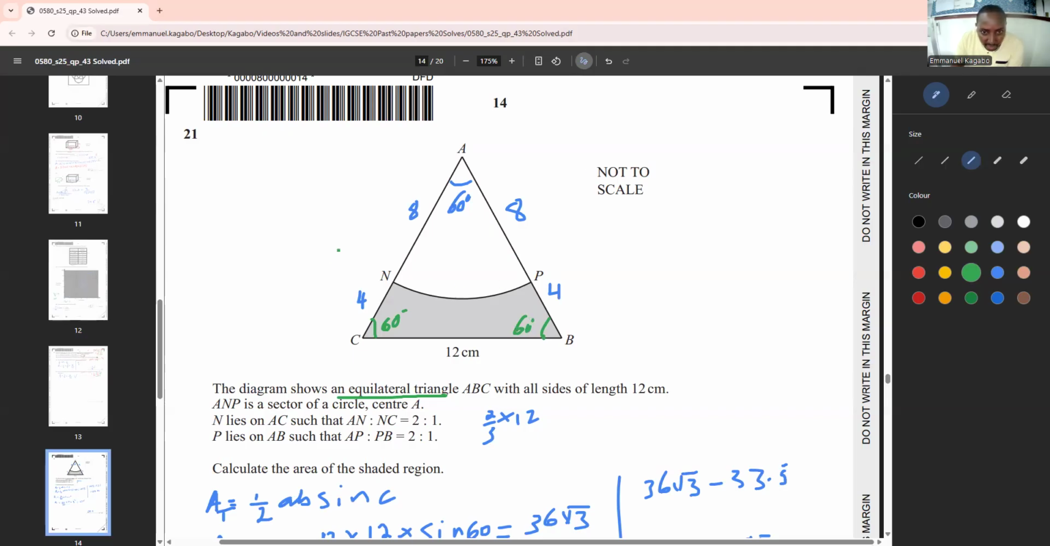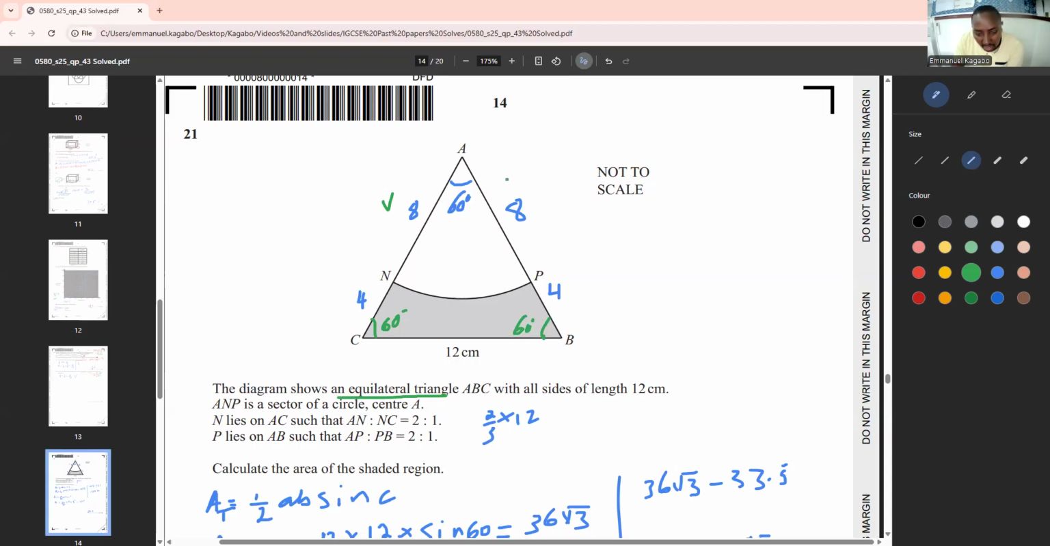Now, if that is the case, with all sides of length 12 centimeters. So basically, this is 12, and the whole of this is 12, and the whole of this is 12. But they told you N lies on AC, such that the ratio of AN to NC is given by that. Basically, AN is 2 over 3 total ratio times the total length, which is 12. If this is 8, this is 4.